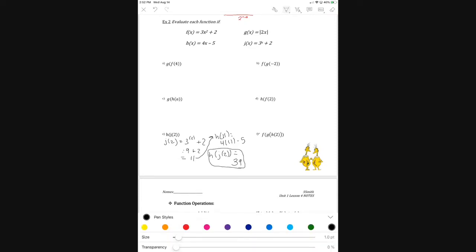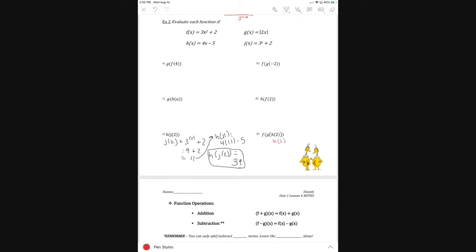Okay, so for our last example, we have f of g of h of 2. So that's going to be 3 more than we've done. So first thing we're going to do is inside out. So h of 2, that's going to be 4x minus 5, or 4 times 2 minus 5. So we're going to get 8 minus 5, which is going to give us h of 2 equals 3.